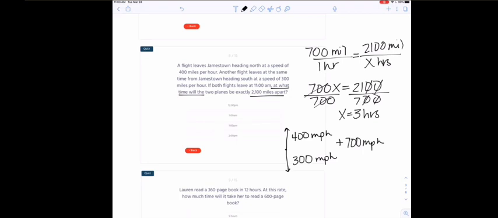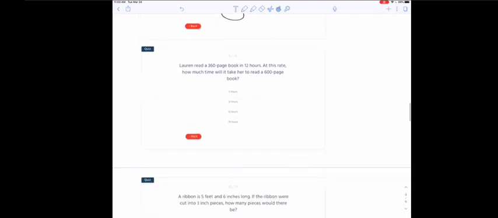This is 3 hours. What is the question asking us for? At what time? Well, they started at 11 a.m. What's 11 a.m. plus 3 hours? 12 p.m., 1 p.m., 2 p.m. They will be apart 2100 miles at 2 p.m. Okay? I hope you got that. When you're ready, I'm going to move on to number 9.